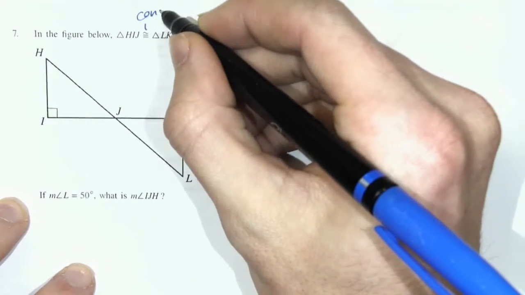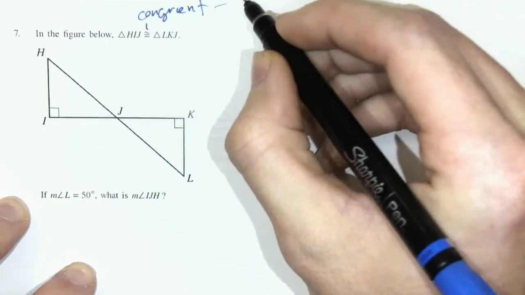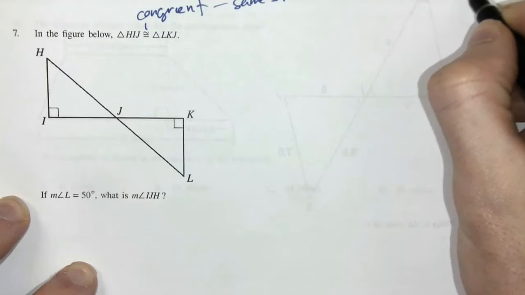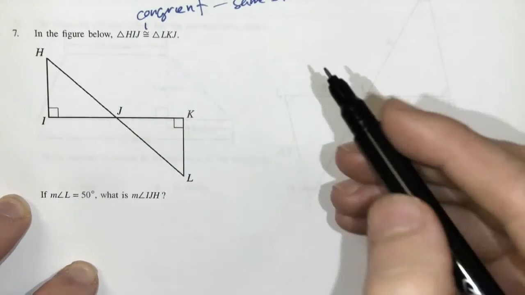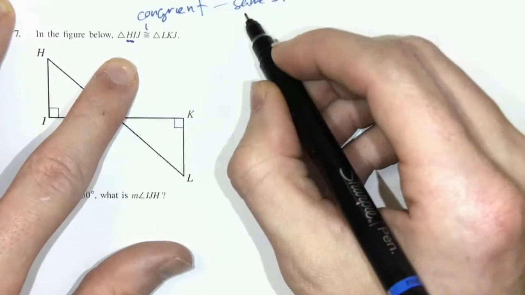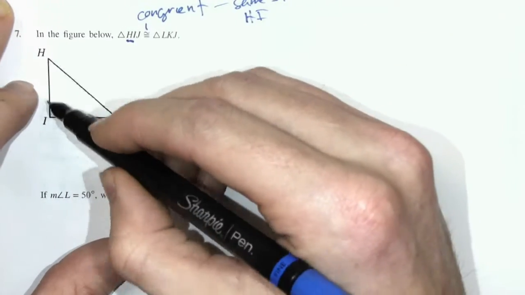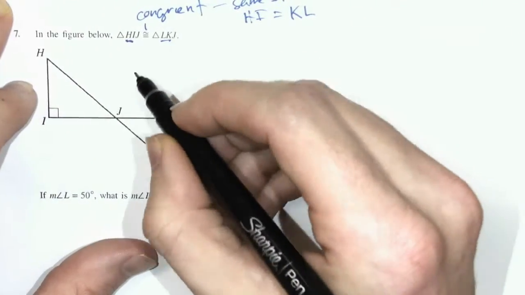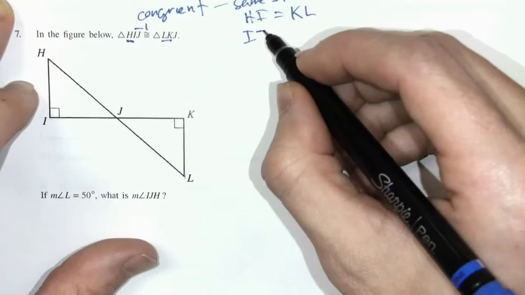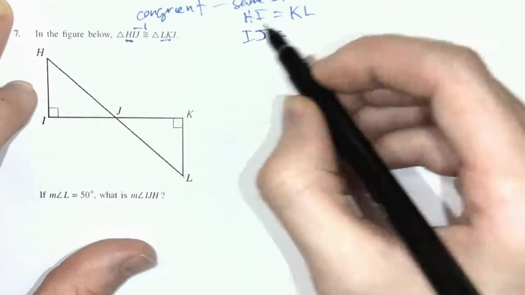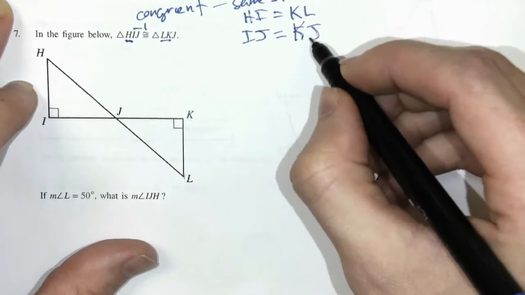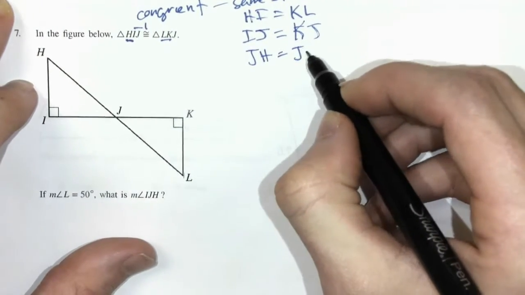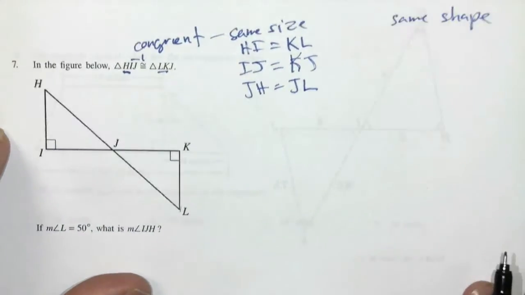This means congruent. Don't forget that. And congruent means same size, same shape. What do I mean by the same size? I mean that HI, this segment, is the same as KL. And IJ is the same as KJ. And lastly, JH and JL. Same size. The lengths of all the sides are the same.